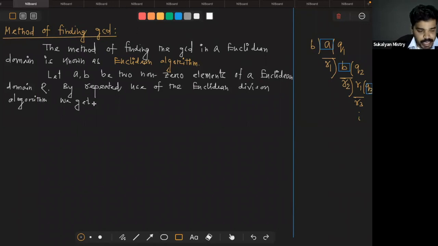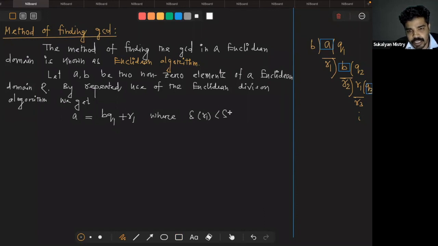So that means we get A is equal to BQ1 plus R1, where delta R1 must be less than delta B or R1 is equal to 0. ঠিক, যদি R1 টা 0 হয় তাহলে B টাই হচ্ছে GCD, আর যদি R1 টা 0 না হয় R1 দিয়ে B কে ডিভাইড করব. ঠিক, so in that case B is equal to R1 Q2 plus R2.